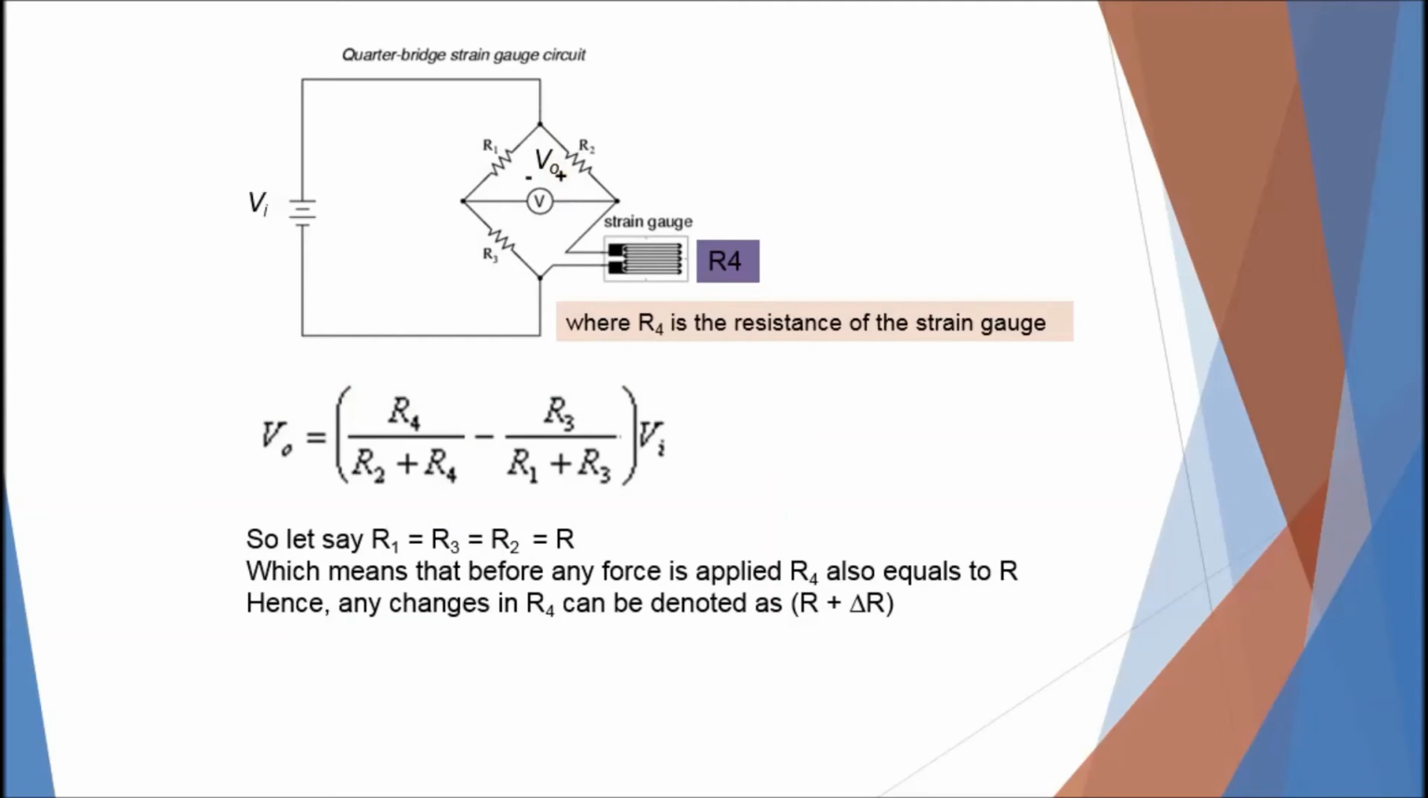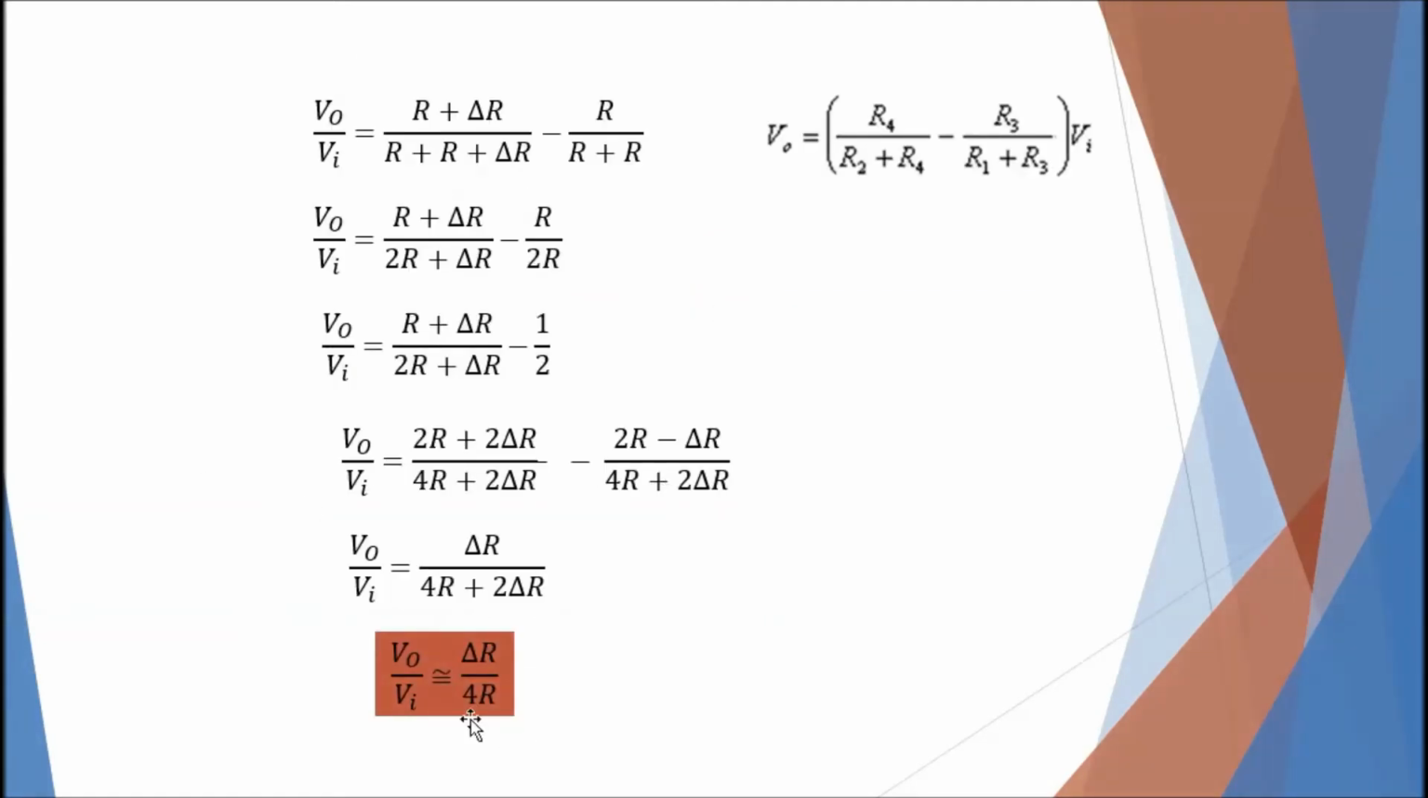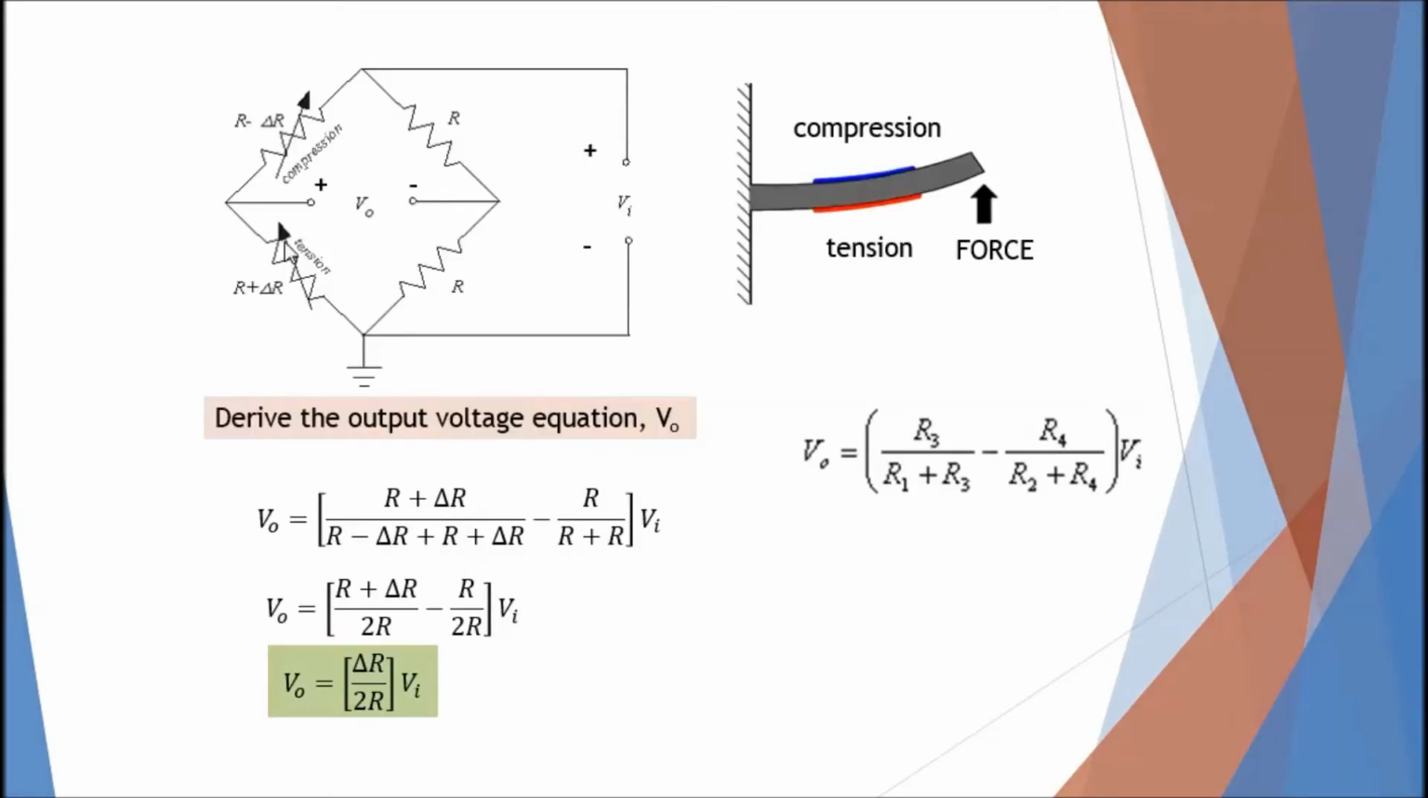The next slide is just showing the calculation, and approximately you can get this term. Normally delta R is very small, so that's why we can ignore this term and you will end up having delta R over 4R.